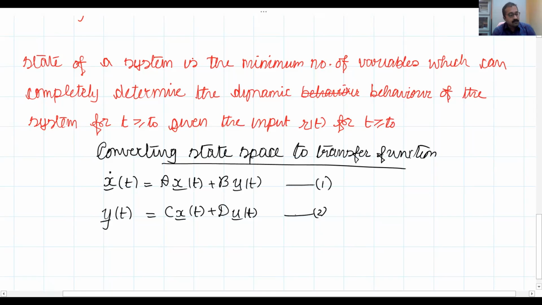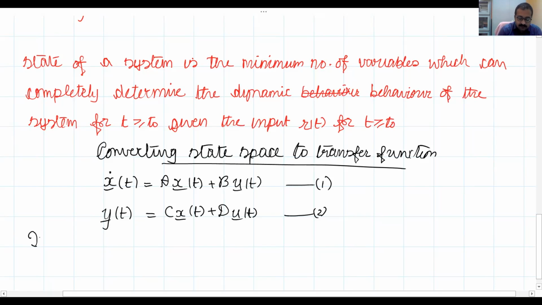So in this equation, what is x? X is the state variable. What is u? U is the input variable. And what is y? Y is the output variable. What is transfer function? Ratio of Laplace transform of output to Laplace transform of input when all initial conditions are 0. So you have to take the Laplace transform of 1, assuming all initial conditions to be 0.